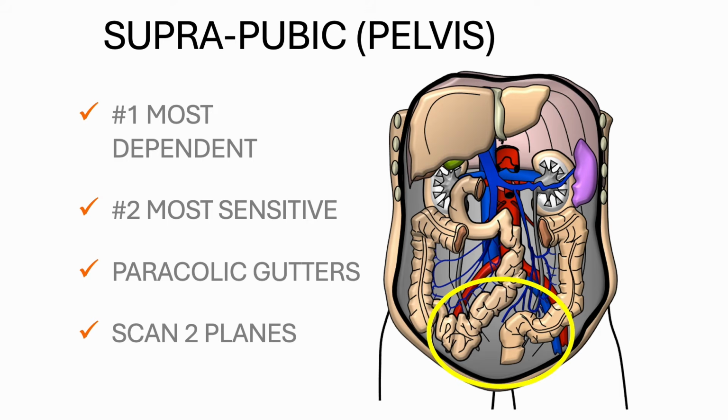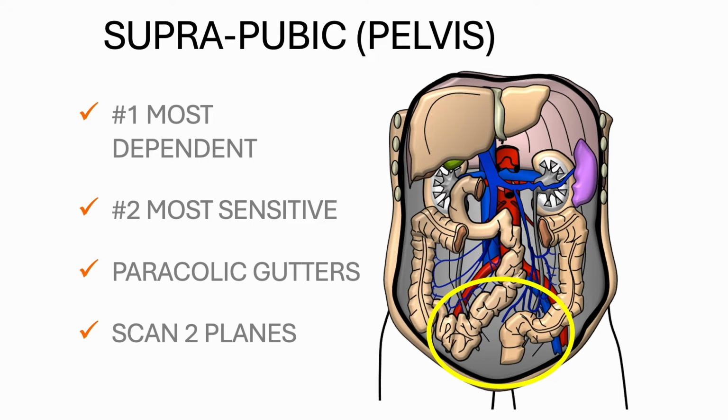Let's move on to the suprapubic space view, the pelvic view. The pelvis is the second most sensitive ultrasound exam area in which free intraperitoneal fluid may be found after the right upper quadrant. Blood from the liver and/or the spleen can travel down the right pericolic gutter into the pelvis and create a positive exam because there is no phrenicocolic ligament on the right side of the peritoneal cavity.